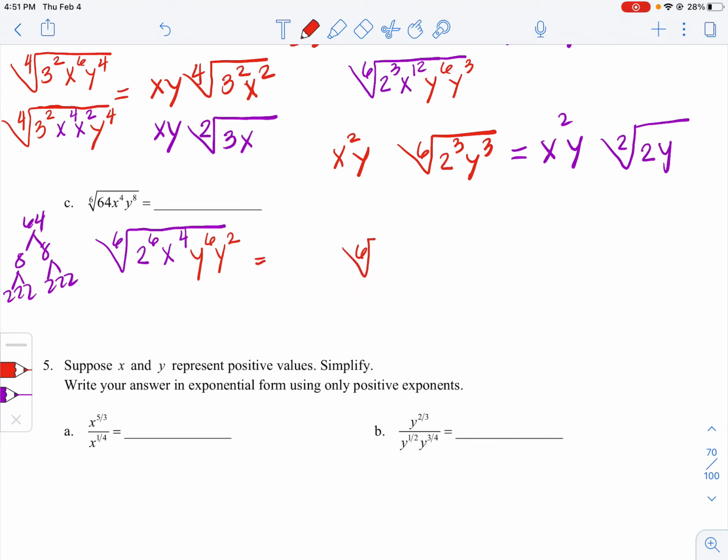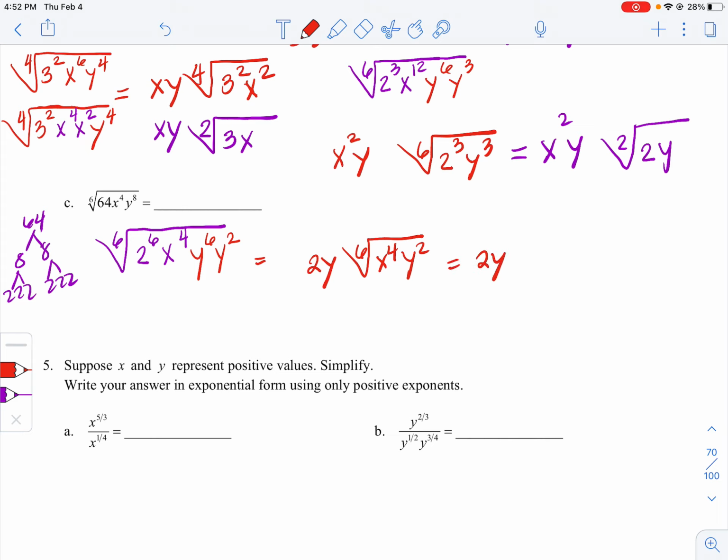Some answers will remain inside the radical. Some answers will go outside the radical. So 6 and 6 cancel. So 2 out. 6 and 4, no. There's no 6 in the 4. So x to the power of 4. And 6 goes into 6 perfectly. Y out. 6 does not go into 2. So y squared in. Normally, let's put that together. Normally, you would be done.